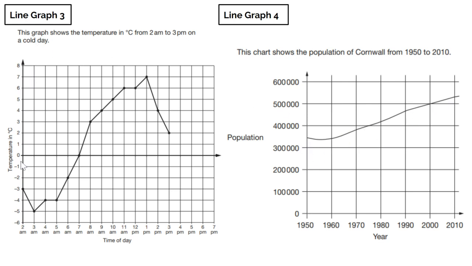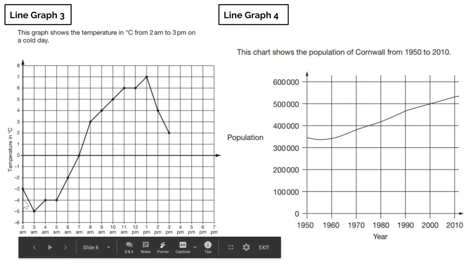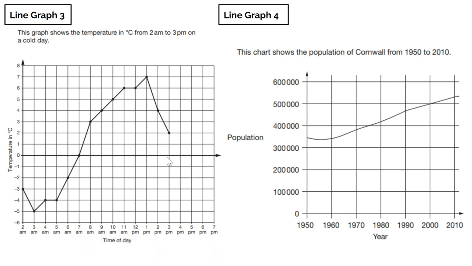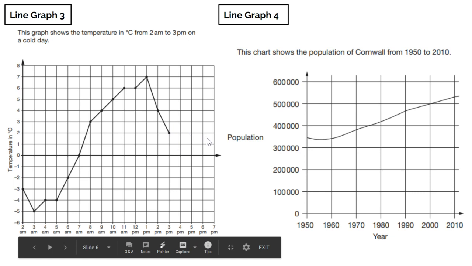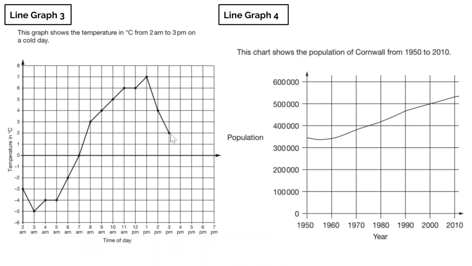Whereas here, the data is temperature, and this shows the temperature in degrees Celsius from 2 a.m. to 3 p.m. on a cold day. So it's showing the change in temperature every hour from 2 a.m. all the way to 3 p.m. And notice this doesn't have to finish at the end of the graph. It finishes here because we're only measuring until 3 p.m. I wonder why that is. I wonder what that could be to do with.